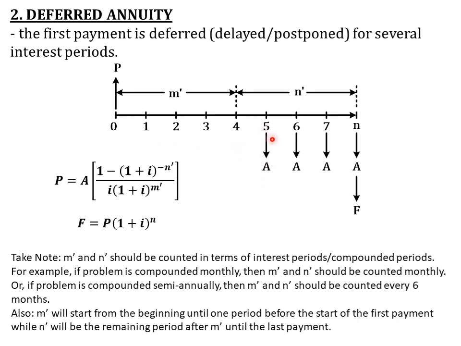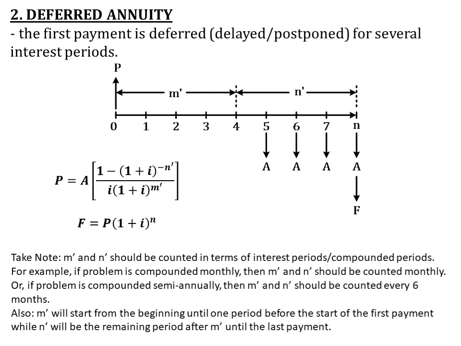So that is the advantage. While the disadvantage, even if you started paying late, the instant you made the investment, the interest started counting already. Let's say in the first period, there's an interest already. In the second period, and the third period, and the fourth period, and so on. Even if you've started paying late, the interest started counting already. So that's the disadvantage of deferred annuity.